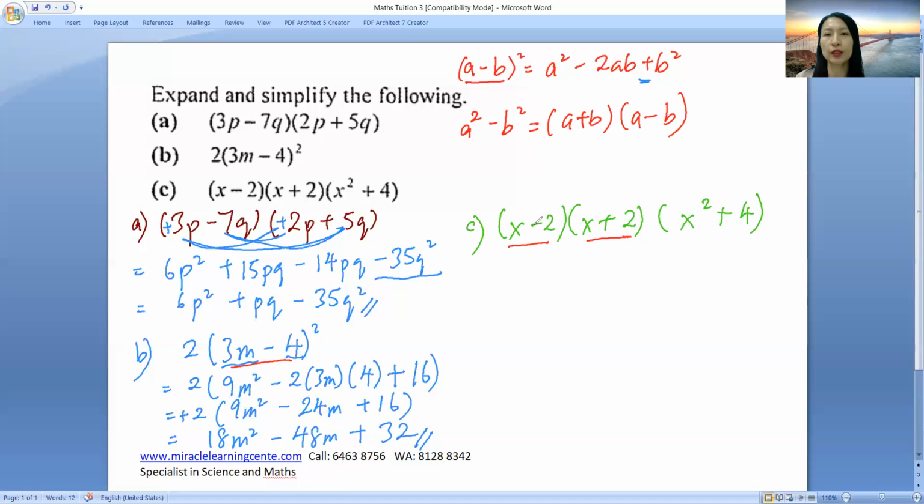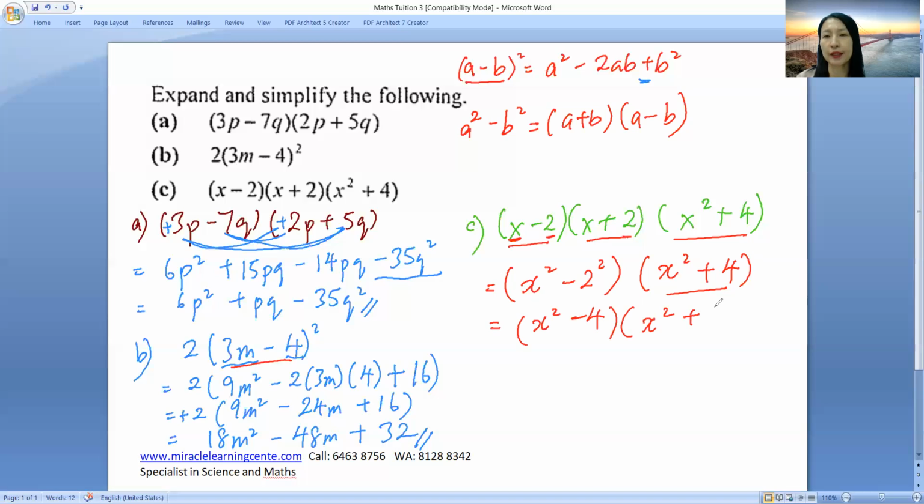Okay, so this is the same here. So you apply it here. This is a and this is b. So you'll have x squared minus 2 squared, bracket x squared plus 4. I just copied this one down. Let me simplify this one first. So this is x squared minus 4, and this is x squared plus 4.